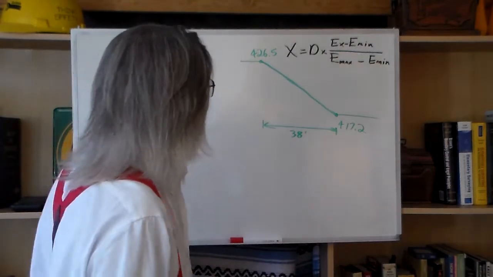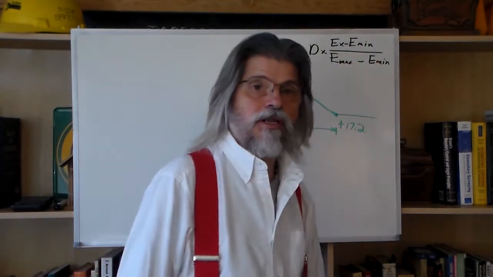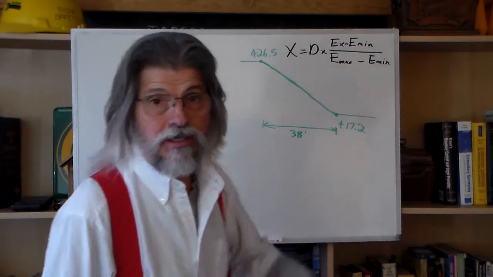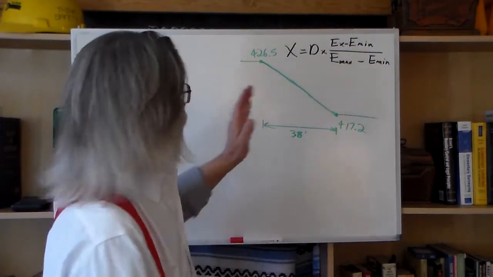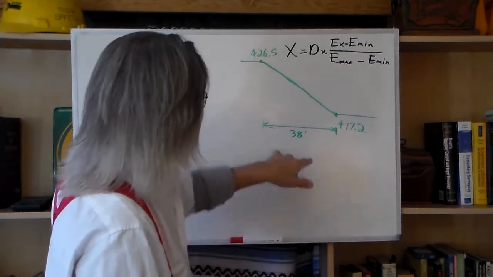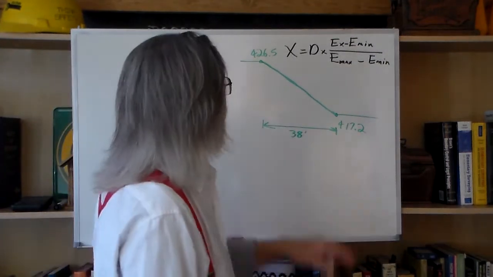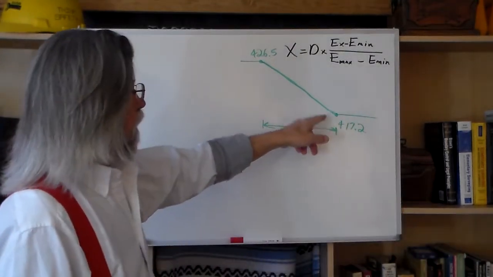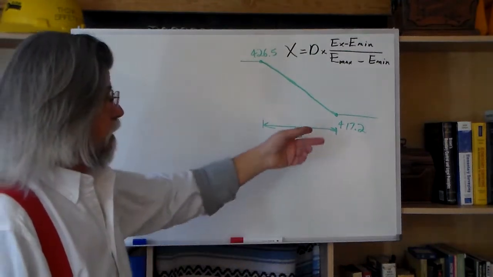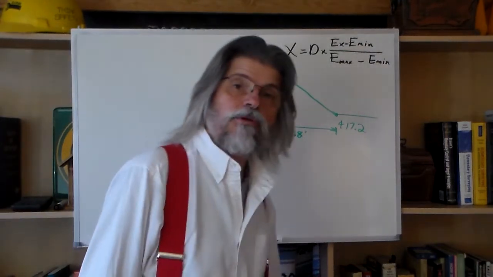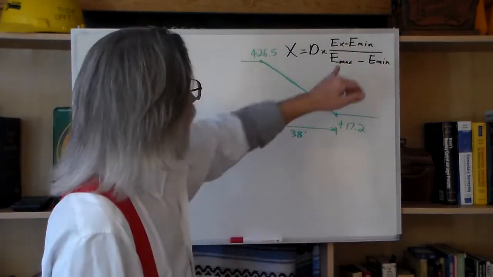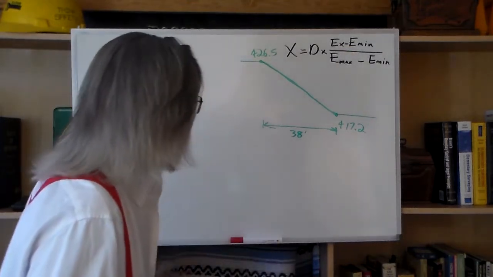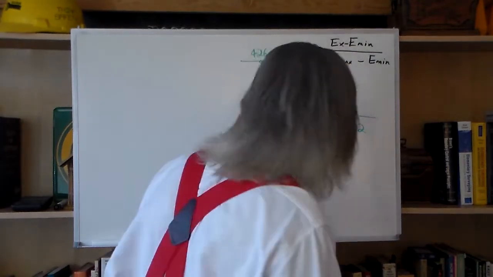And that formula is very simple. X equals D times E x minus E min over E max minus E min. In this formula, D is the horizontal distance between these points. In the case of our example here, it's 38 feet. E x is the elevation you're solving for. We're going to start at the bottom of the hill, work our way up, and the next elevation we'll be solving for, in this case, will be 418. E min is the elevation at the bottom of the hill, E max is the elevation at the top. Very simple interpolation, and we're going to give it a run right now.